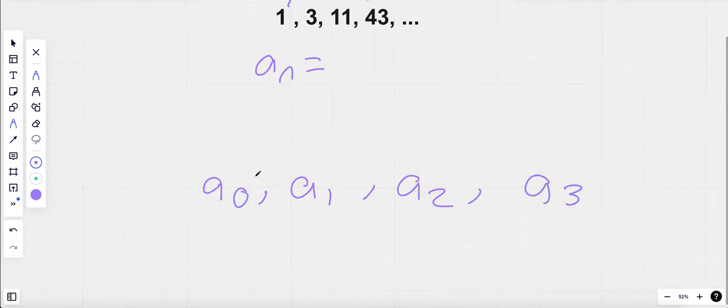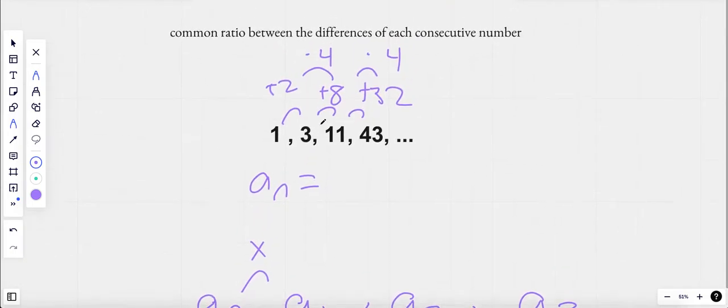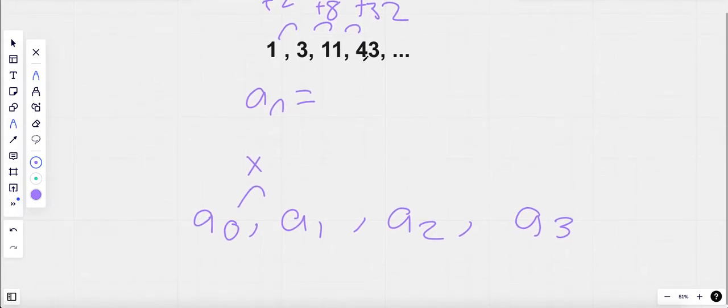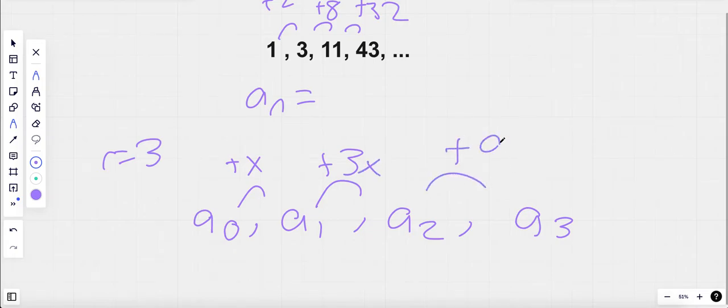And let's say that the difference between the first two terms is x. In this case, the common ratio between the differences was 4, but now let's say that the common ratio between the differences is going to be 3. So if it's 3, it means that each difference will be 3 times the previous difference. So this will be plus x, plus 3x, plus 9x.